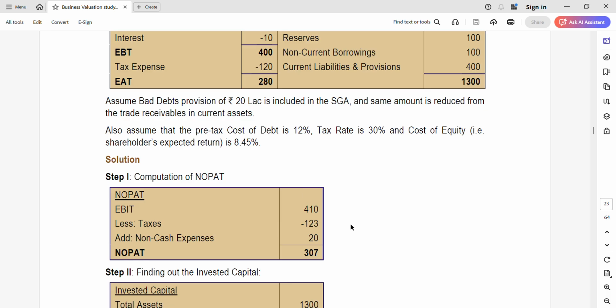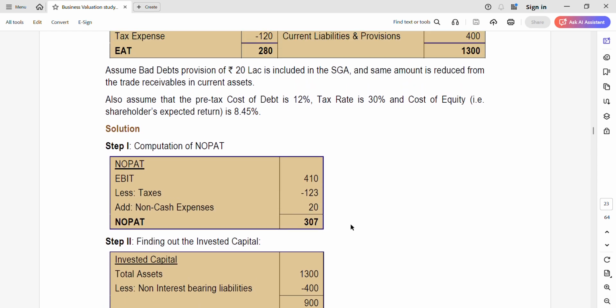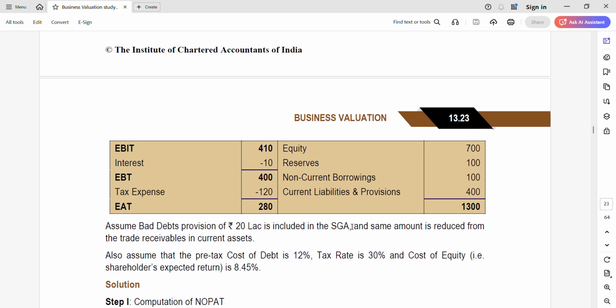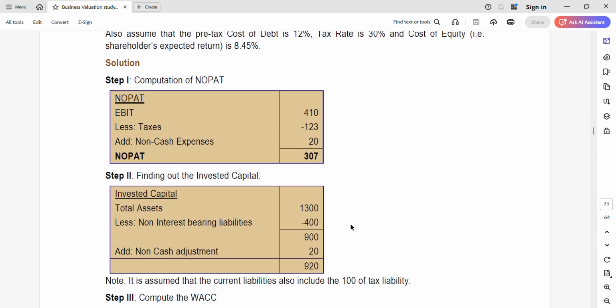And next, step 2 is computation of invested capital. So the total assets less non-interest bearing liabilities, so that is 400 current liabilities and provisions, and then add the non-cash adjustment, that is 20. The non-cash adjustment is a key item, so that will give you the invested capital as rupees 920 lakhs. It is assumed that the current liability is inclusive of 100 of tax liability, so that note also carries marks, so be very careful.